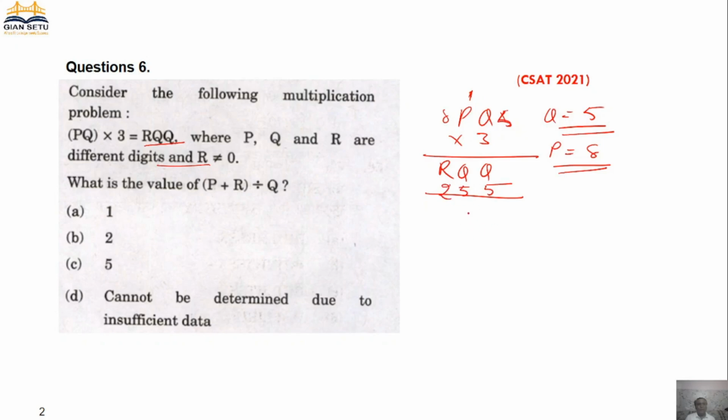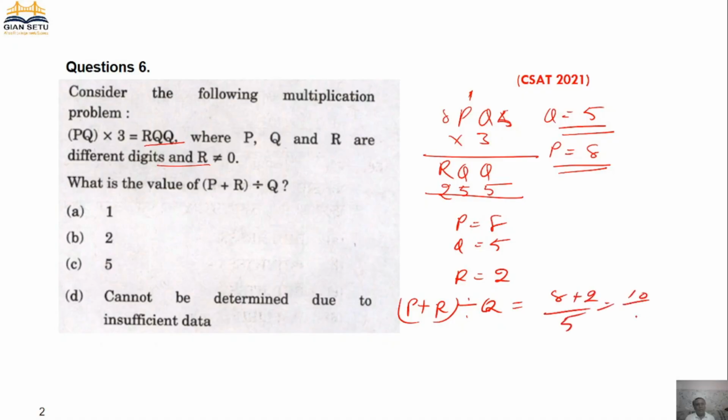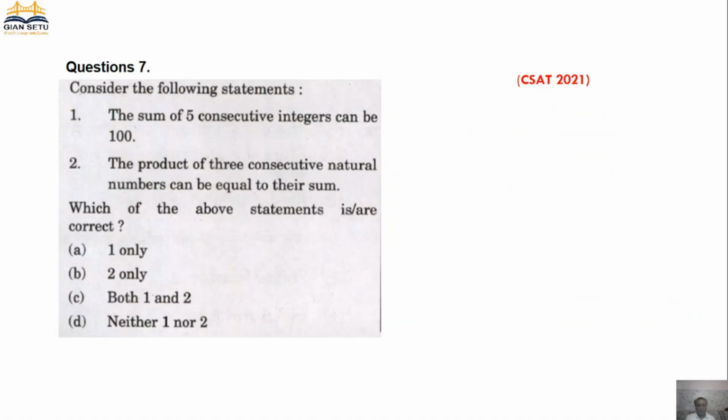So the values of P, Q, R are P is equal to 8, Q is equal to 5 and R is equal to 2. Now we need to find the value of P plus R divided by Q. Now P plus R divided by Q will be 8 plus 2 divided by 5, 10 divided by 5, it will be 2. So the final answer is B here. Now let's see question number 7.